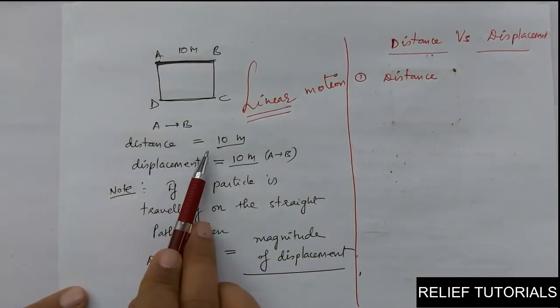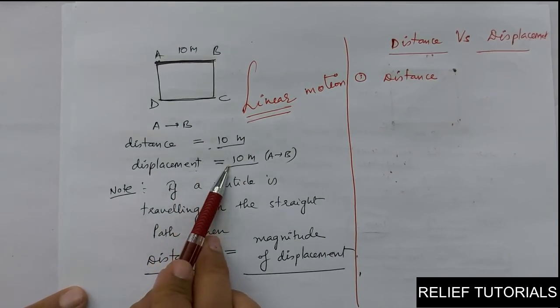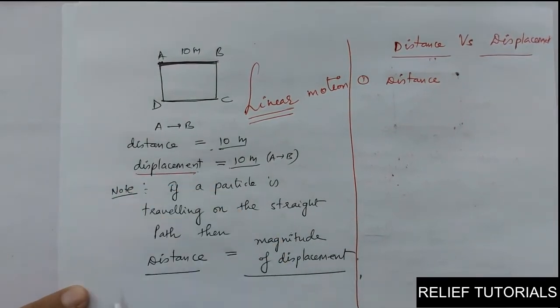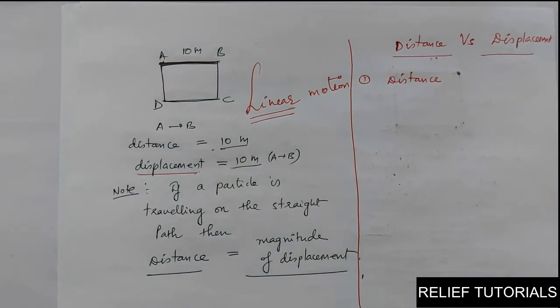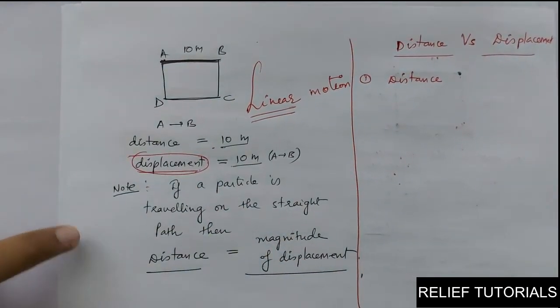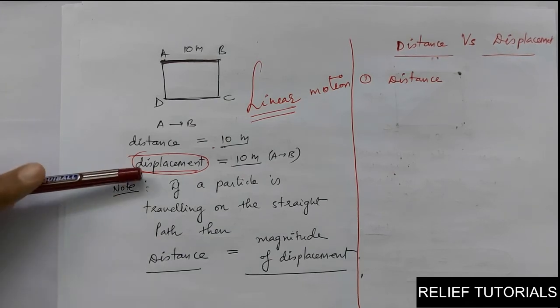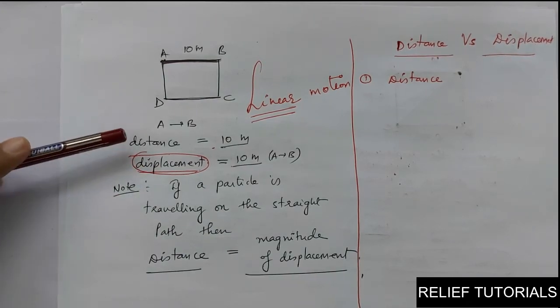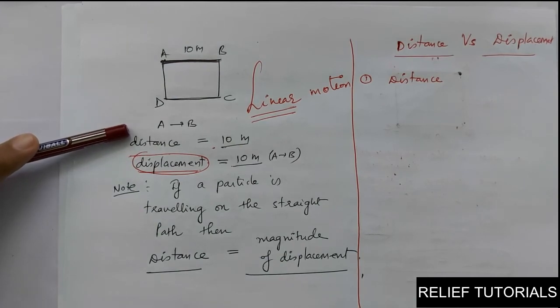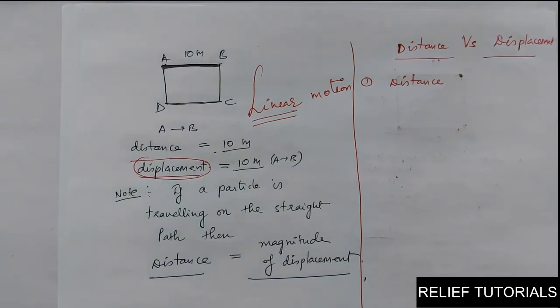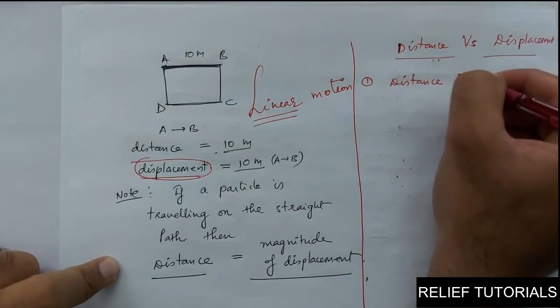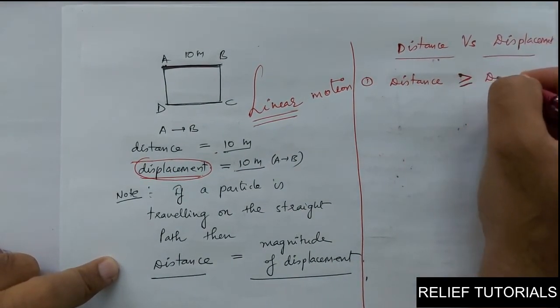But in this example, distance is equal to displacement. Displacement is actually the straight distance between the initial and the final point. So can you have such an example in which displacement is larger? Never. Displacement can never be larger, because displacement is already the shortest path. So displacement can never be larger than the distance. In most of the cases distance is larger, and in some cases it is equal. So can I say distance is either bigger or equal to displacement?